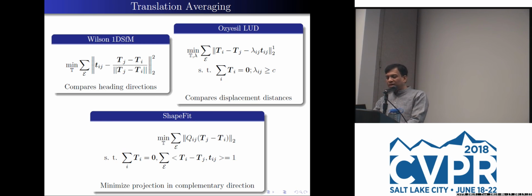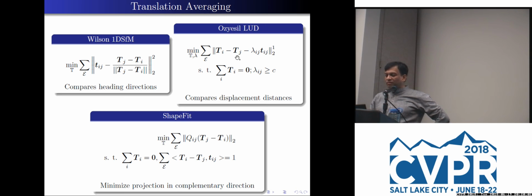And so here is a quick comparison of what's going on here, right? So there's like, too many different things going on, and I'm not going into the specific details, but here's a comparison. What Kyle Wilson and others do is they take the heading direction and compare it directly with an estimated heading direction in a least squares sense. So this gives you a highly non-linear optimization problem that you need to solve.